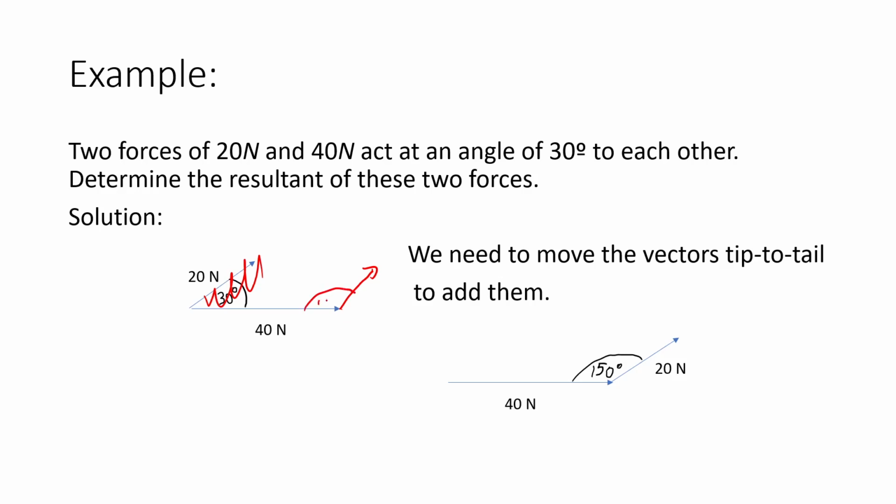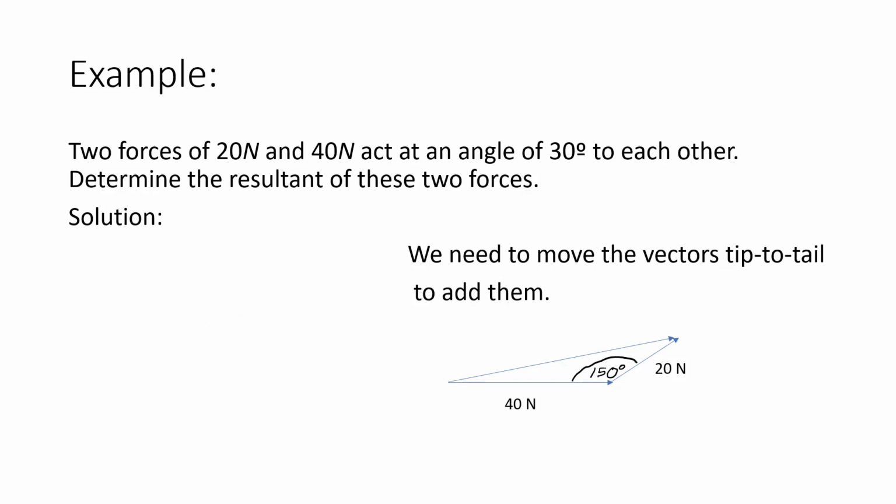Well, it's going to be 150 degrees because this angle here that I crossed out and this angle are going to need to add to 180 degrees. Okay, so you can see the neat diagram written in the bottom right. Our resultant is the vector that goes from start to finish.